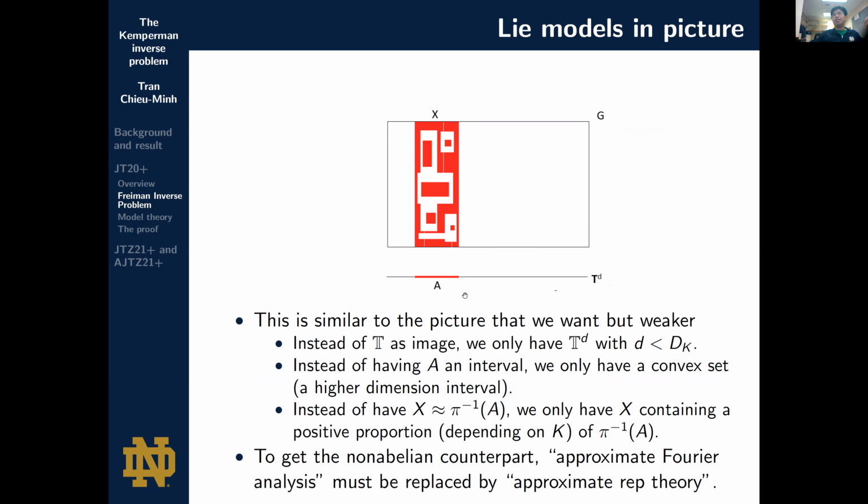So we want the non-abelian case. In order to answer the Freiman theorem for non-abelian groups, we want the same kind of picture. We want a similar kind of Lie model theorem. But the problem is that Fourier analysis no longer works, right? Because Fourier analysis is just discussing group morphisms into a torus, and if the group that we are starting with is SO3R, you have no such group morphism. So this breaks down. The idea is that we need to replace this approximate Fourier analysis with some kind of approximate representation theory, whatever that is.